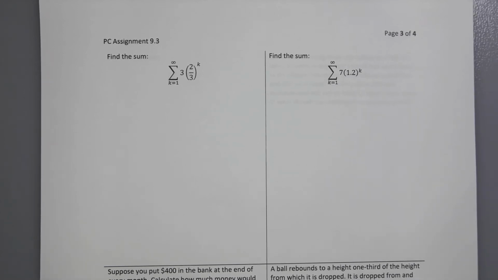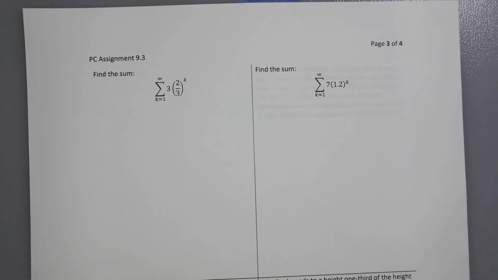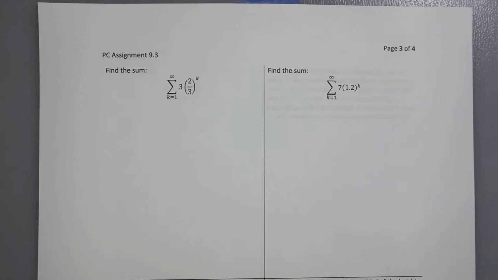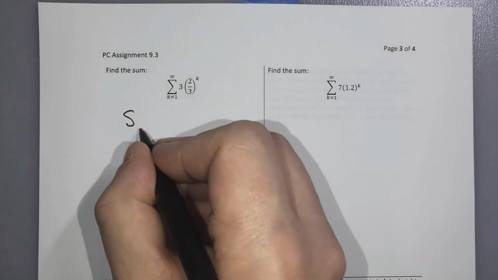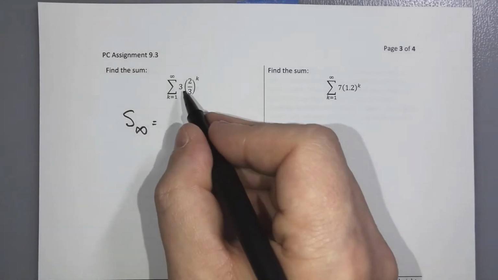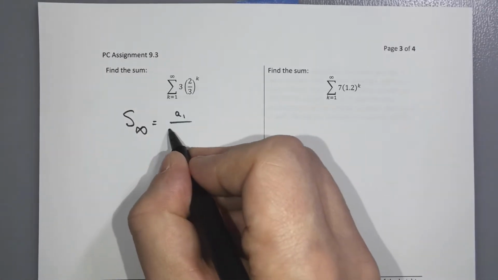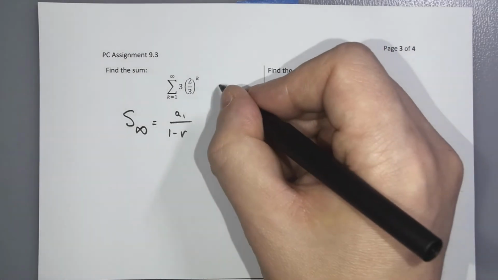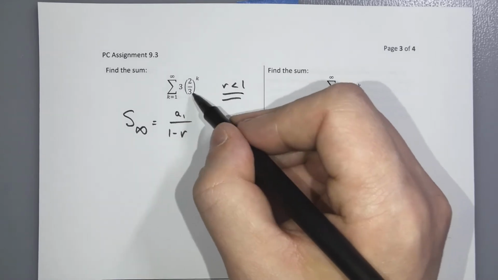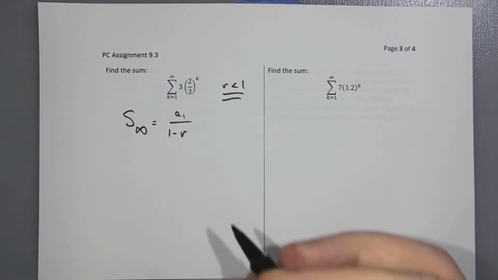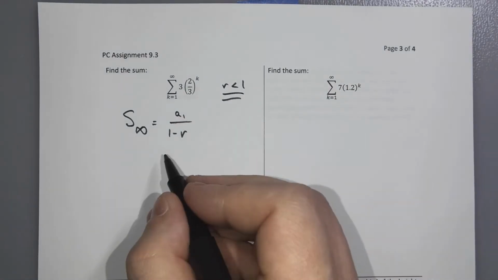Assignment 3, page 3. The first problem is to find the sum given here. This is an infinite geometric sum. So the formula for the infinite sum is the first term over 1 minus the common ratio, as long as our ratio is less than 1. And notice that the ratio of 2/3 is indeed less than 1. So we're acceptable and allowed to use this.